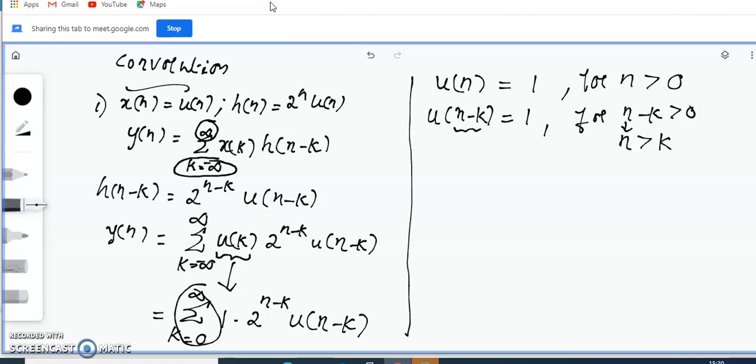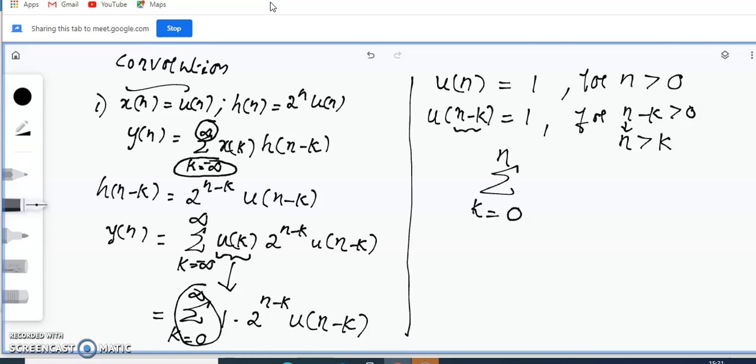What is the limit in this equation? Here k is varying from 0 to infinity. But here it is saying that k is less than n. K is always less than n. So does it go till infinity? No, it will not go till infinity. Because the value of k is always less than n, k will be equal to 0 to n only. So our limit 0 to infinity now became 0 to n. K is equal to 0 to n.